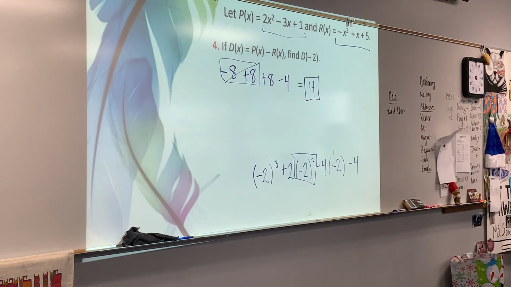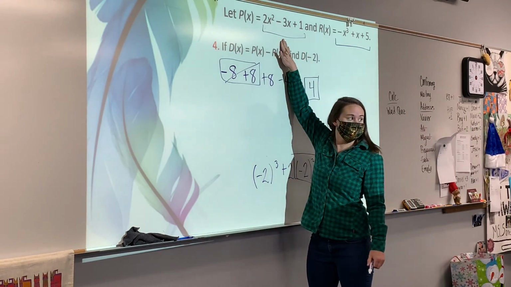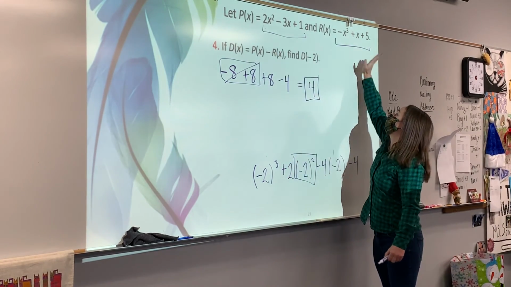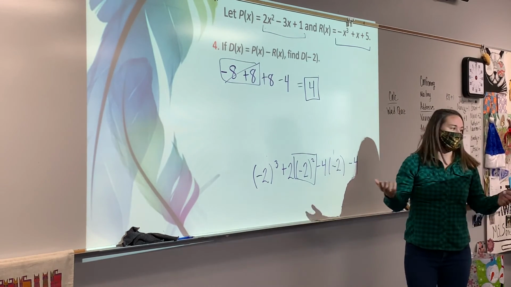There's tons of this on the SAT, and you've never really been taught yet. There's one other method. You could actually take minus 2 and plug it in here, take minus 2 and plug it in here, and then subtract the numbers you got. That would be the same answer.